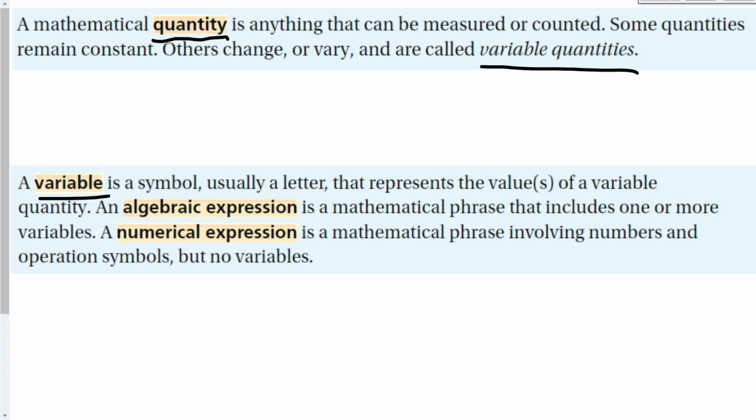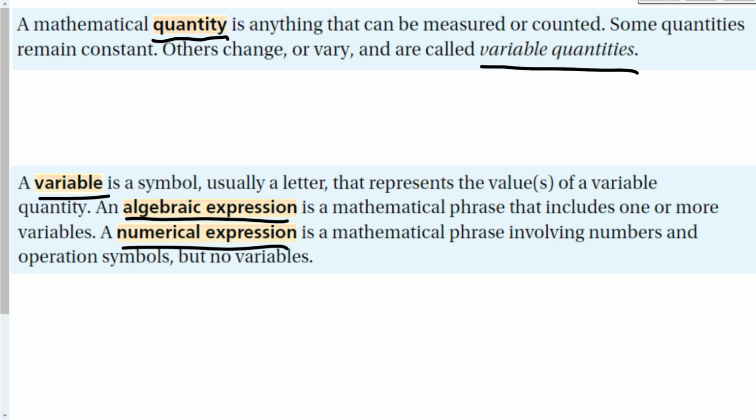Could be any symbol you want. Really, x has become the default for when we use a variable, but that can be anything we want. So a variable, usually a letter, represents the value of a variable quantity, something that could change. So we have two types of expressions. The first is an algebraic expression, which is a mathematical phrase that includes one or more variables. And the second is a numerical expression. This is a mathematical phrase involving numbers and operations, but no variables.